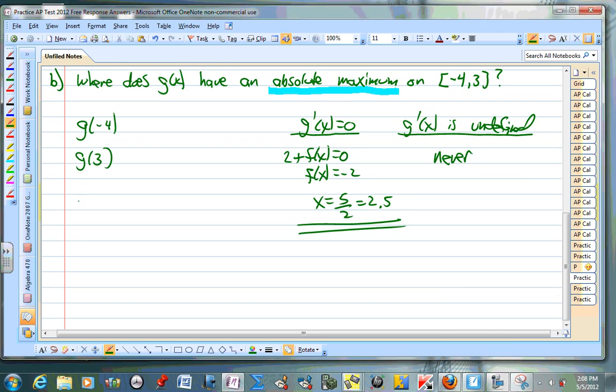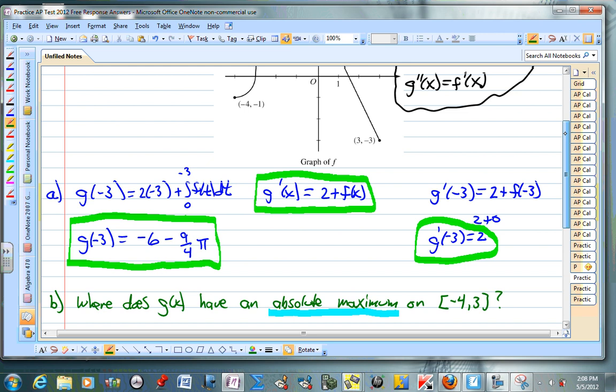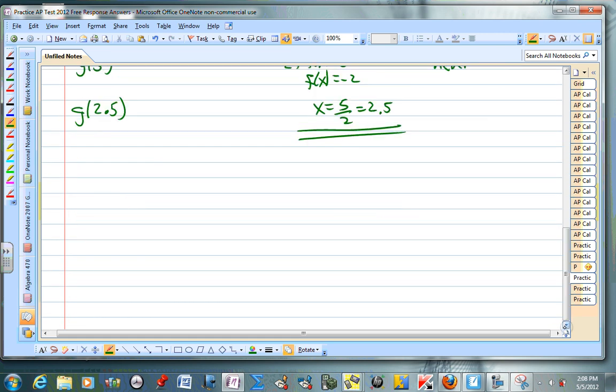So we need to evaluate G whenever x is 2.5 also, because we find absolute extrema by evaluating the function at its endpoints and at any critical numbers in between, and looking for the highest or lowest value accordingly. So now let's find G of negative 4, G of 3, and G of 2.5. G of negative 4, well, let's look at the graph. Let's paste another picture of the graph here so we can write on it.